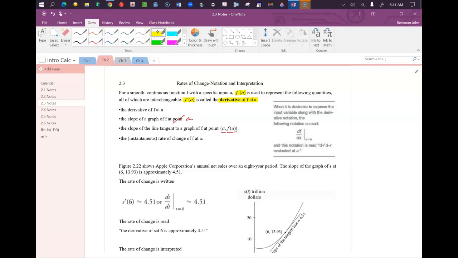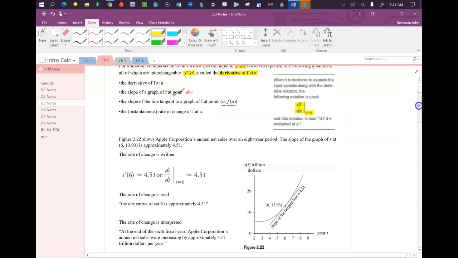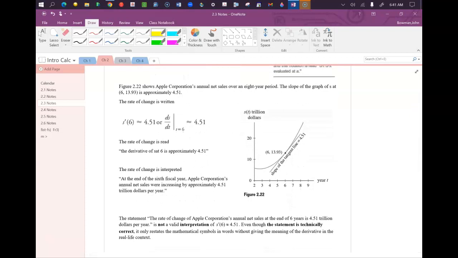And there's a variety of notations for that. One of them is the one over here on the right-hand side, and this is useful when we want to express the derivative at a particular x value. So df dx, the derivative of f with respect to x, or the rate of change of f with respect to x at an input value of a. And we read this df dx evaluated at a. So let's take a look at an example of that.